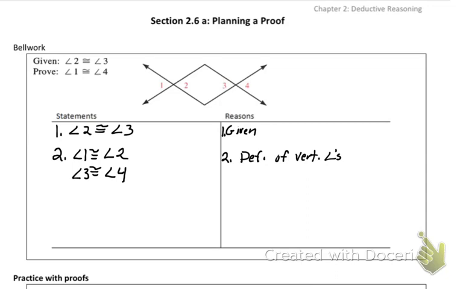All right, that's it. That is honestly the only big step you have, because step 3 is the answer. Step 3 is angle 1 is congruent to angle 4. Sabrina? Substitution? Substitution, yeah. Does someone else have something else?